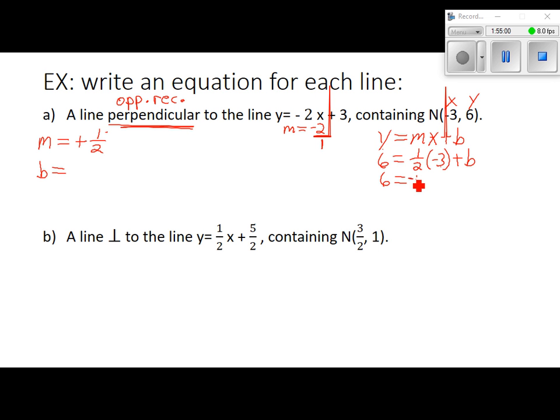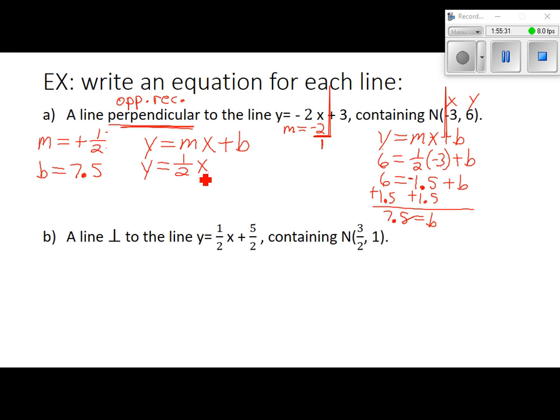1/2 times -3 ends up being -1.5 plus b. Then we add 1.5 to both sides, and you get 6 plus 1.5 is 7.5 equals b. So you come back over here and you say b is 7.5. You write your equation, y equals mx plus b. The m is 1/2. The b is 7.5. Ignore that part going up through there.